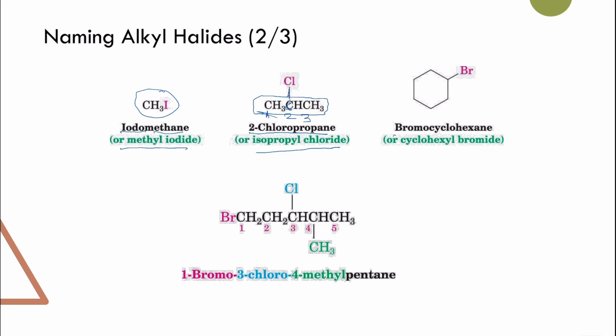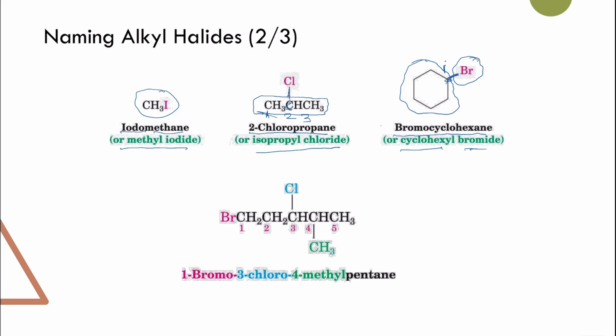Another example is bromocyclohexane. So you have a cyclohexane, this is the parent name, and then the bromo group is attached to it. It doesn't matter where, because whenever we number, we will always start numbering from the carbon that has the bromo attached to it. We don't need to say 1-bromocyclohexane unless we have other substituents.